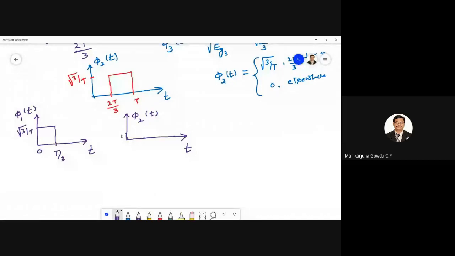So here, the Gram-Schmidt orthogonalization procedure is what? We are determining the orthonormal functions for linearly independent signals. S4 of t is not a linearly independent signal. It is a dependent signal that can be obtained from the other 2 signals. Yes, phi 2 of t exists from what interval to what interval? From t by 3 to 2t by 3, and its magnitude is what?